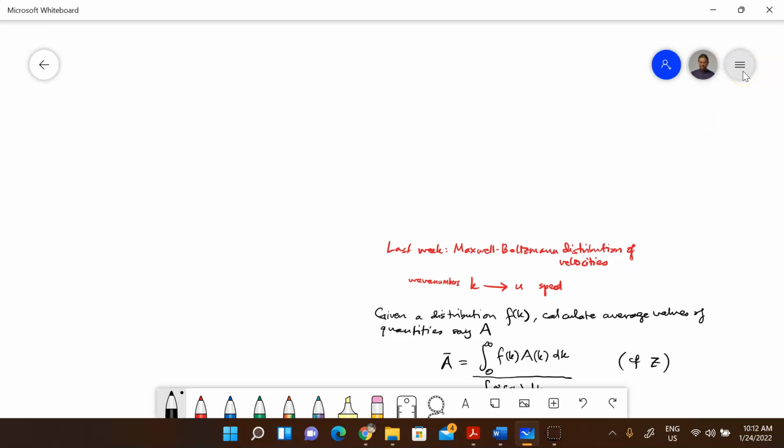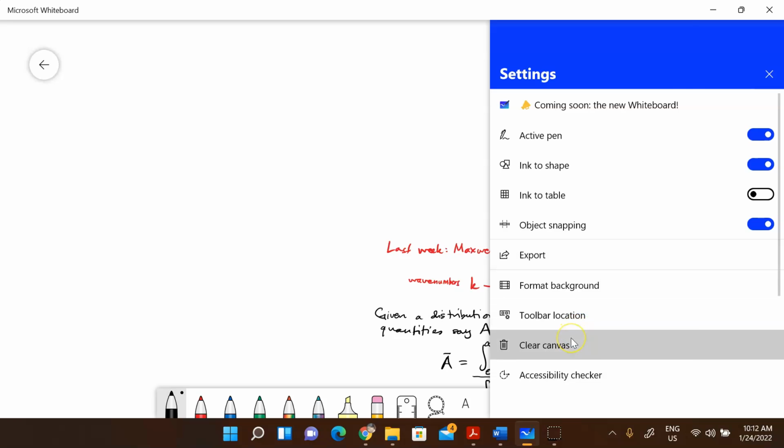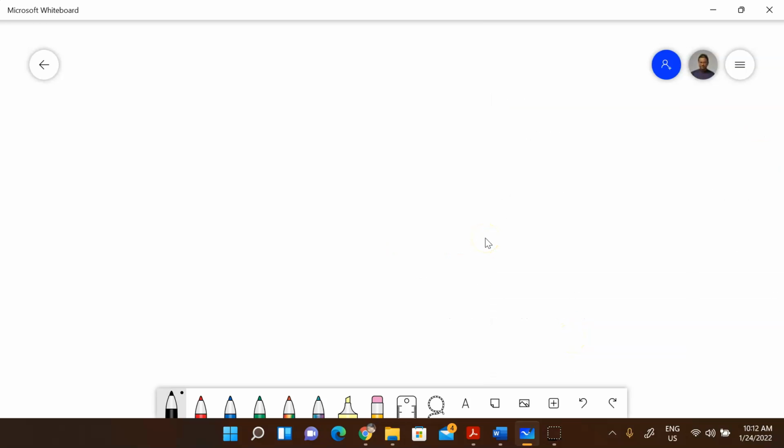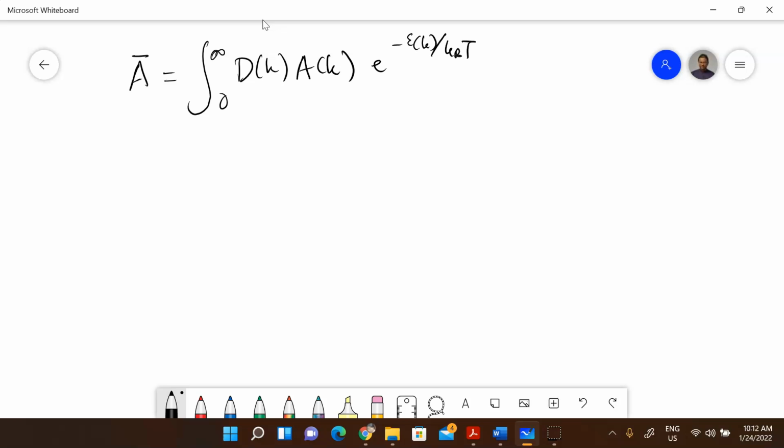Perhaps the easiest way to clear off this thing, then I can just restart everything. Let me clear that off. Okay, so I can just simply write over. So let me just rewrite things again. So you have A bar given in terms of integral 0 to infinity dk a_k, then your probability here, kBT, and Z.